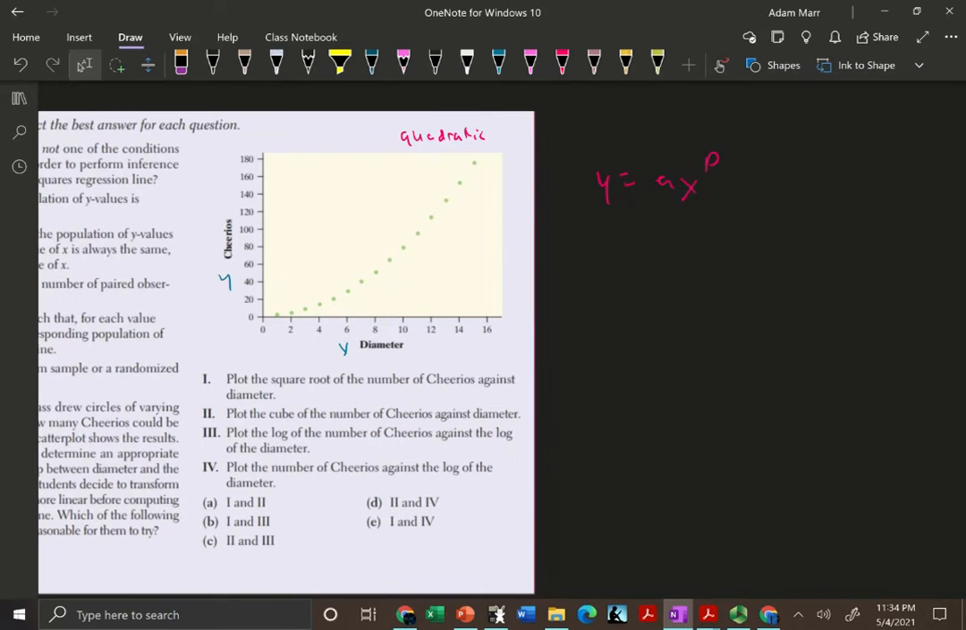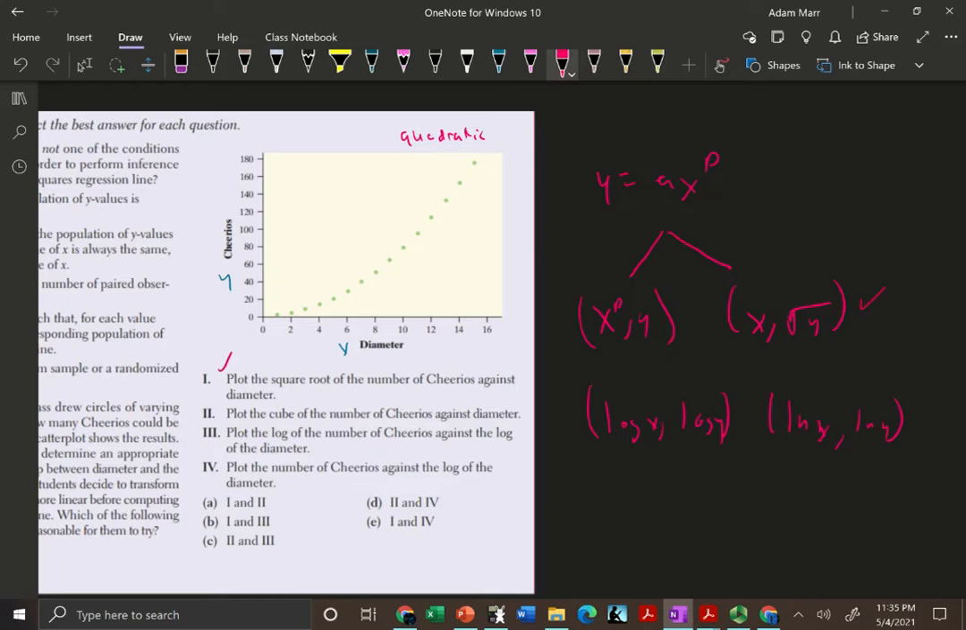Okay, so plot the square root of the number of Cheerios against the diameter. So remember, to linearize a power model, one way to do that is, you can say x times the p root of y, or you can always also say the log of both, or the ln of both. All right, remember this case, x is diameter, y is Cheerios. So let's see here. Plot the square root of the y against x. All right, that looks like right there, so that's good.